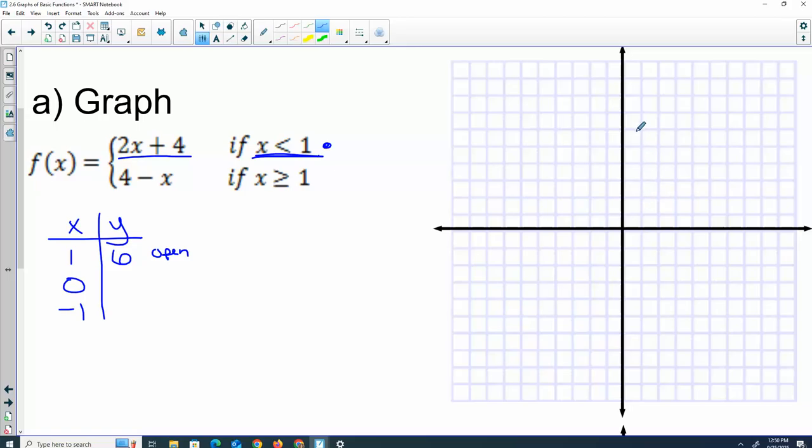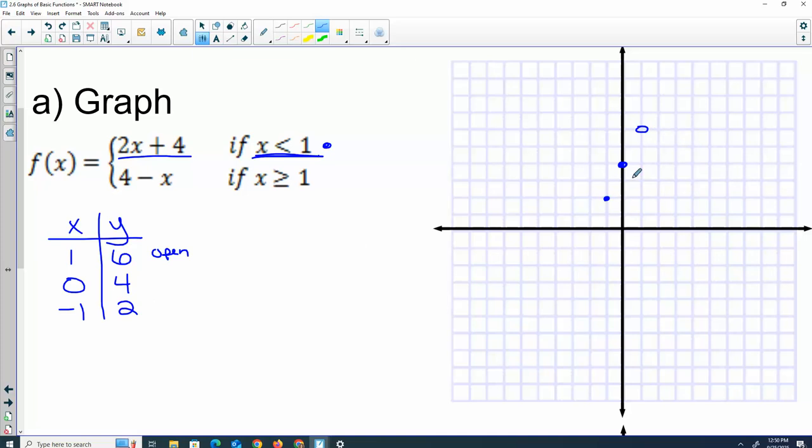is an open circle. Now that is the only open circle. Everything else is closed. It's just that starting point that was open. So then if I put in 0, we get out 4. So 0, 4. If I put in -1, I get -2 plus 4, which is 2.